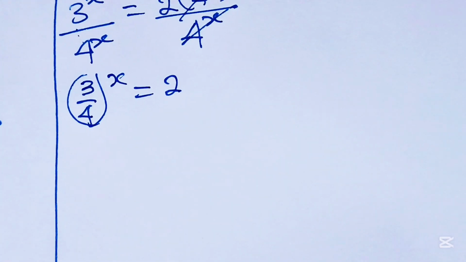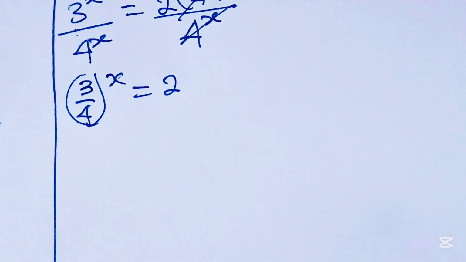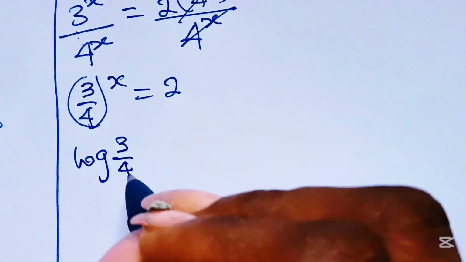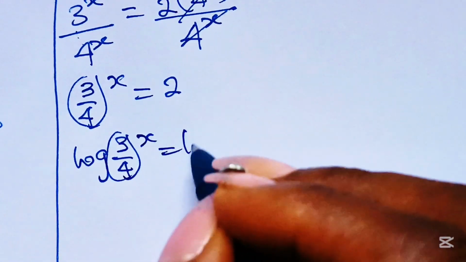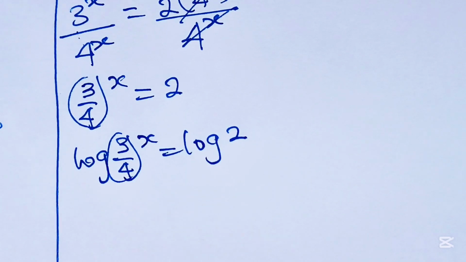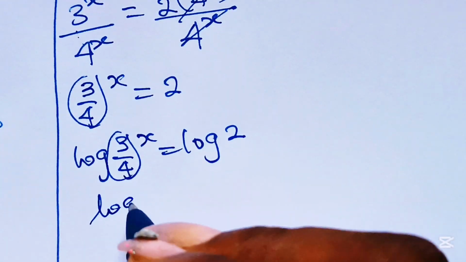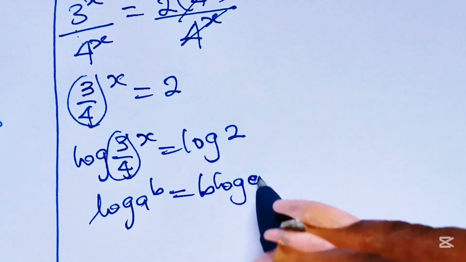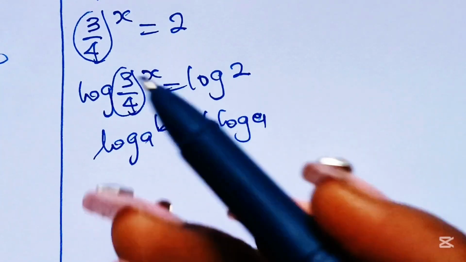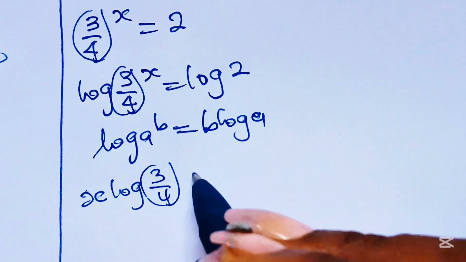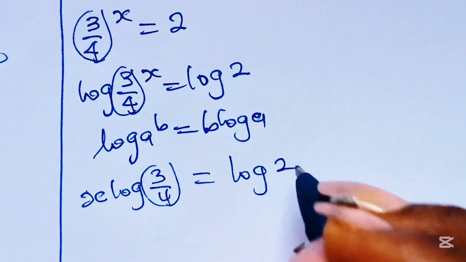Now we have our variable as power. So the only thing that will help us right now is to introduce log to both sides as well. So we introduce log of 3 over 4 raised to the power of x is equal to log 2. So this will come down using the power rule, right? That says that log a to the power of b is equal to b multiplied by log a. Okay, so x will come down to give us x log 3 over 4 is equal to log 2.